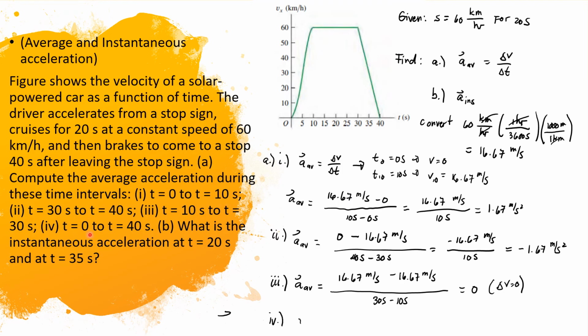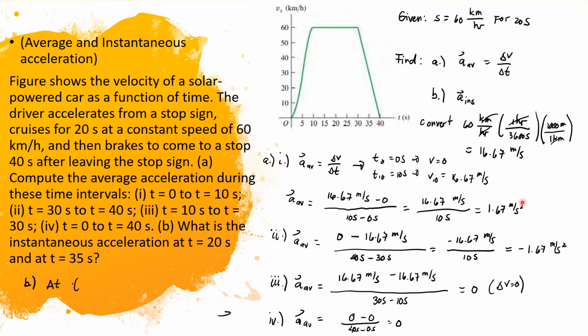Lastly, for the time interval from 0 to 40 seconds, the velocity at 0 seconds is 0, and the velocity at 40 seconds is 0. So again, our average acceleration is 0.